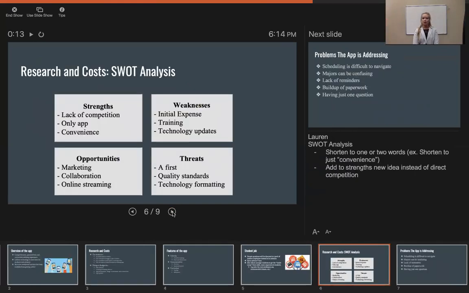So we decided to do a SWOT analysis to decide what our strengths, weaknesses, opportunities, and threats were for the iAdvise app. Our most important strength was that there's a lack of competition, so students will be very excited about this app. And the weakness is probably the initial expense because we don't have a base of this app yet, so we'll have to start from scratch. An opportunity would be marketing. We can collaborate with UT in order to send out our app in newsletters and the weekly emails. A threat would be that this is the first time of this app, so we don't know how well it will do and if it will certainly succeed.